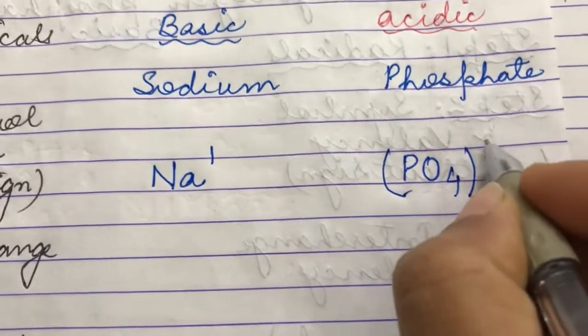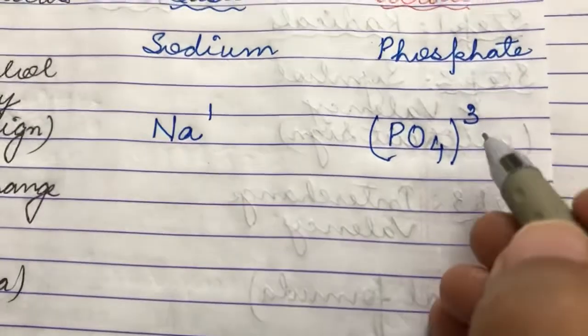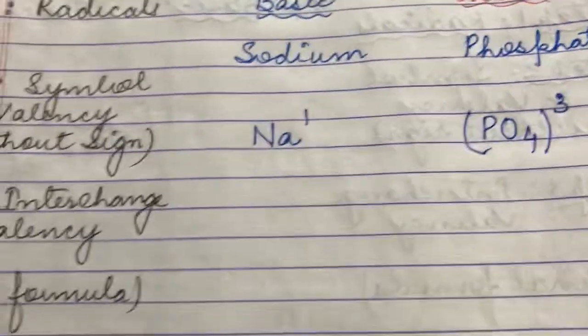Put the whole in a bracket. Write 3 in the superscript of PO4, since the valency of phosphate is 3. So this is the next case that we have taken.